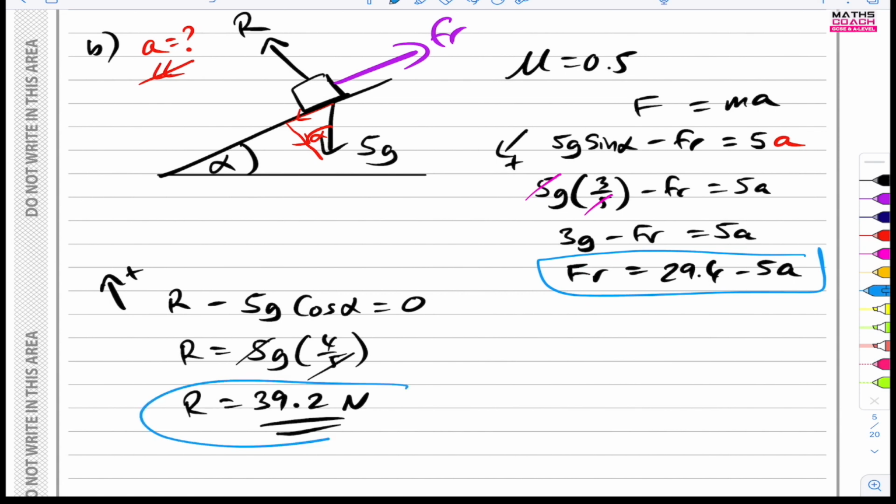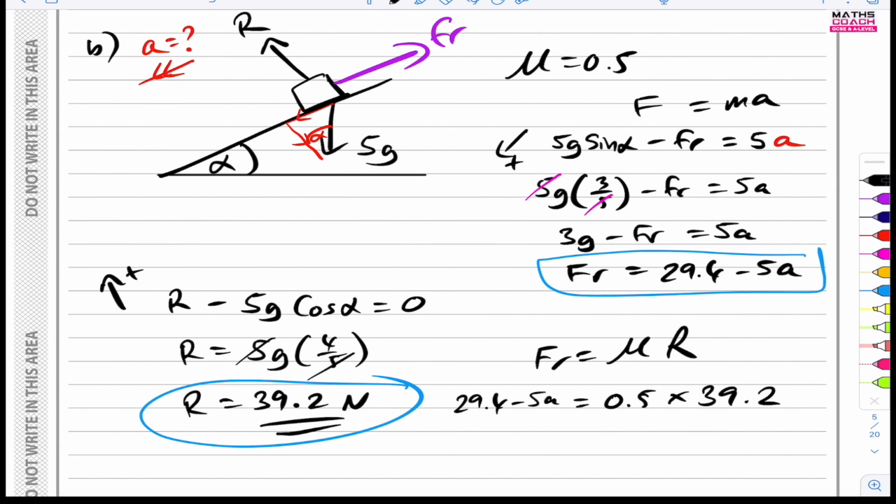We've got a value for R. Now, what's the link? The link is to use the friction formula, which is F of R is equal to mu times reaction force. We know the coefficient of friction is 0.5. R is 39.2. We know F of R is all of that, so we can write that in there. So 29.4 minus 5a. Now can you see acceleration is the only unknown. So a is what we are going to go and find. If you rearrange this, you should get acceleration is equal to 1.96 meters per second squared. And that is your acceleration.